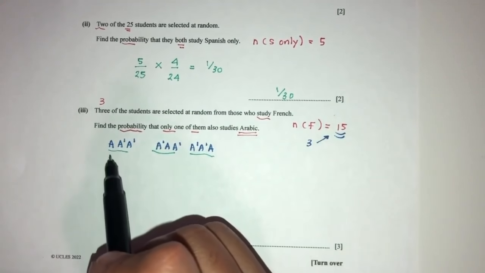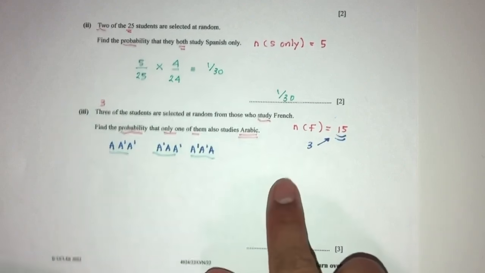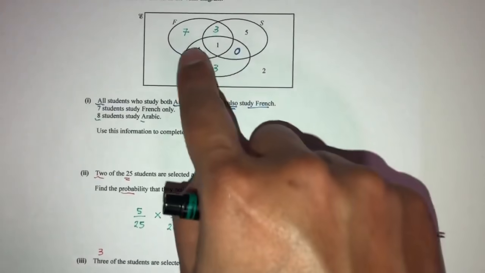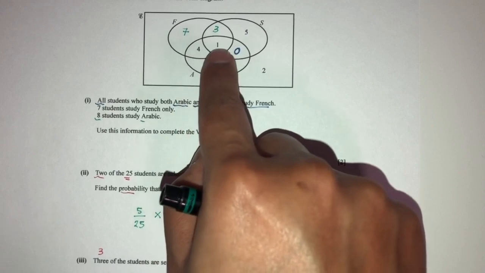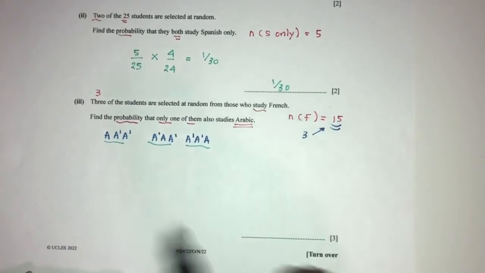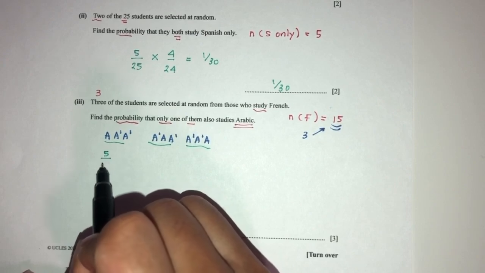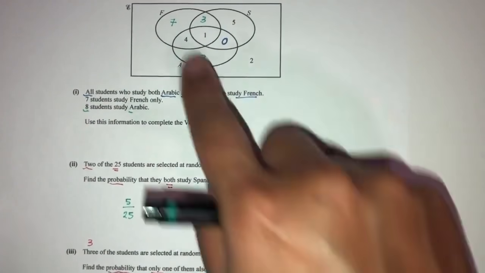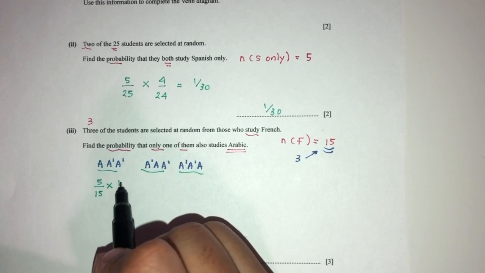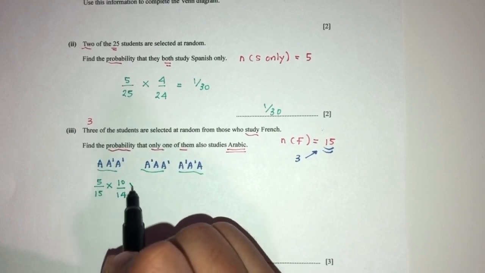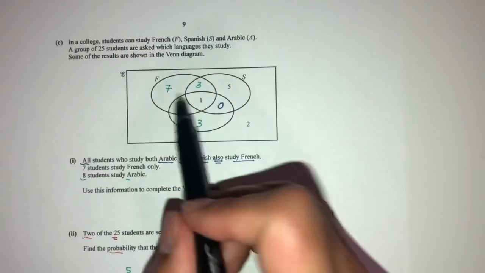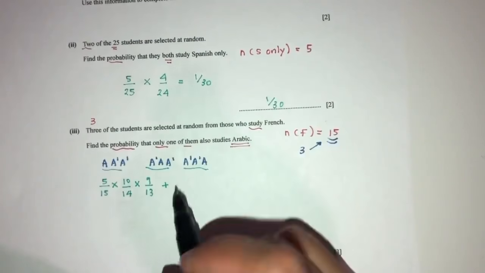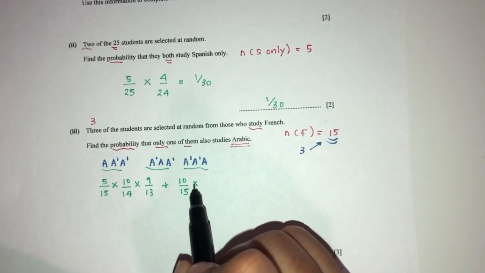So let's see. For the first option, if he studies Arabic, so only one of them, from the 15 people, how many study Arabic? You can see 4 plus 1, right? It will be 5 people. So 5 over 15. Not Arabic will be the rest, obviously, except for the 5, will be 10 over 14. Then not Arabic again will be 9 over 13. Or it will be not Arabic first. Not Arabic is the 10 over here, right? 10 over 15. Arabic will be from the 5.